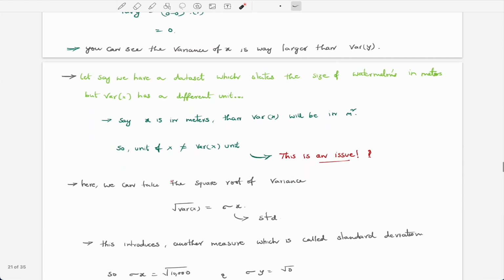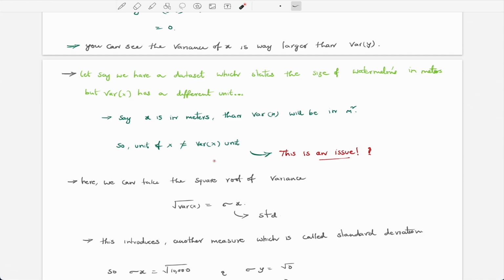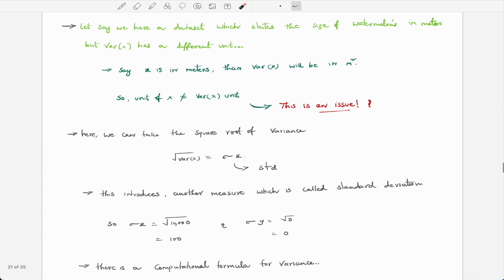So let's say we have a data set of watermelons in meters, okay, but the variance of x has a different unit. So say x is in meters, then the variance of x will be in meters squared, right? I hope you have a familiarity with these meters and meter scales. If not, then please research that and then come back. Otherwise, it will be hard for you.